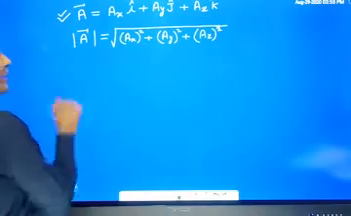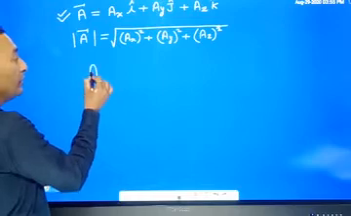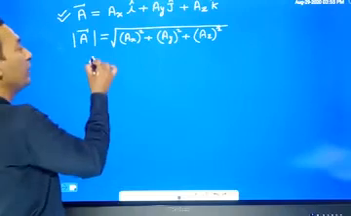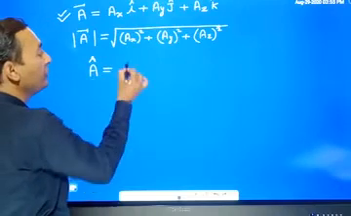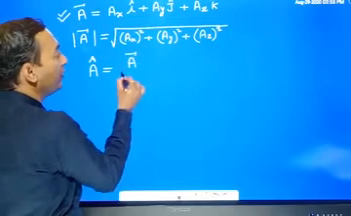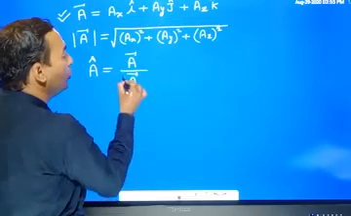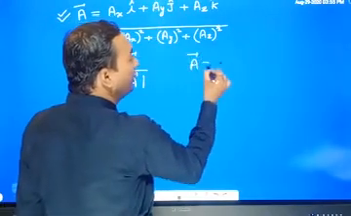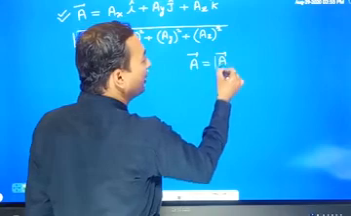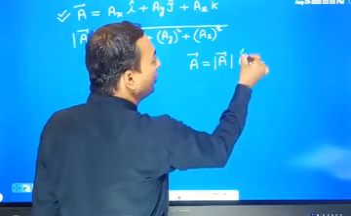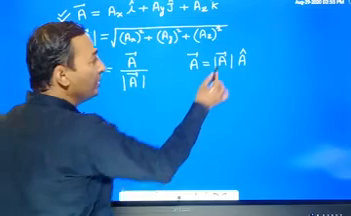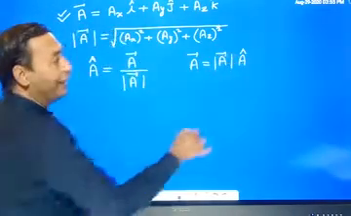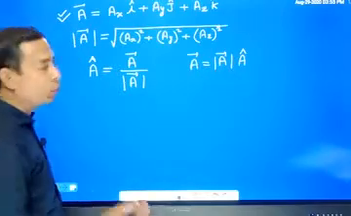Now another method in which we write the vector with the help of unit vector. What is the unit vector? Yesterday we read that unit vector is the vector divided by the magnitude of the given vector. Then a vector equals the magnitude of that vector multiplied with the unit vector. Here the magnitude of vector A shows the magnitude, and this A cap shows the direction of the vector.